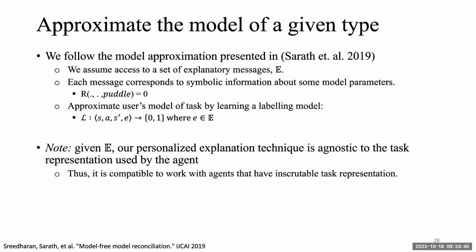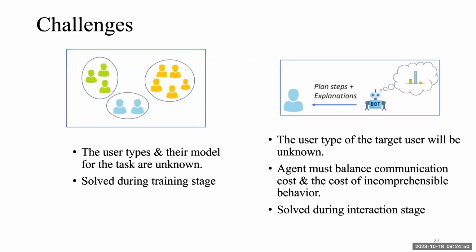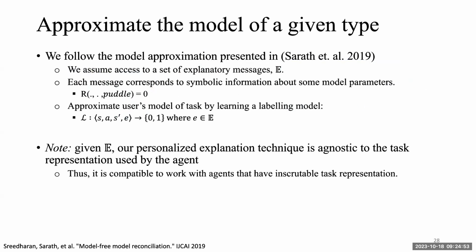Okay. So before I go into the training stage and interaction stage, I want to talk about how we can approximate the model of a given user type. Here we follow the model approximation presented in Sarah et al., where we assume that we have access to a set of explanatory messages E, where each message corresponds to some symbolic information about the model parameter. So in our disaster rescue running example, we would have a message which says, hey, the reward for going into the state with puddle is 0, and it's not a negative reward. There is no cost associated with it.